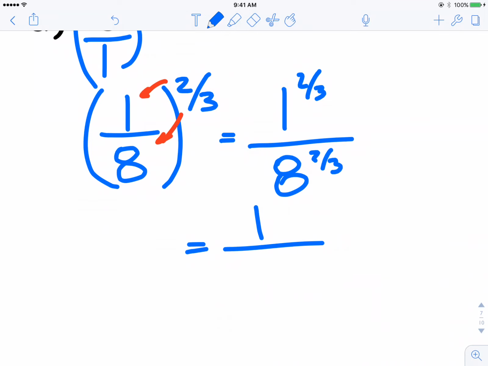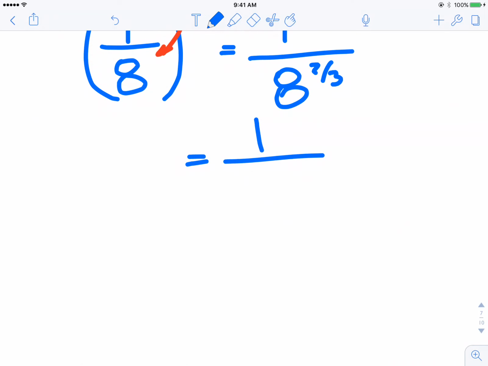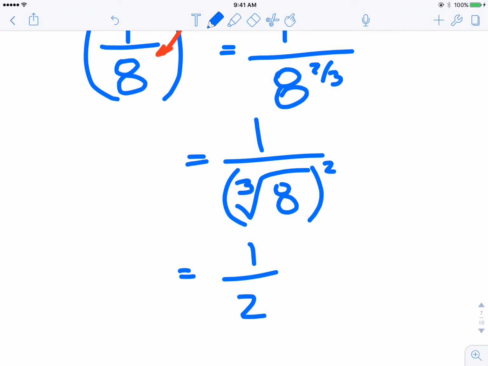If we go back to what we were doing in our previous section, this is going to be the cube root of 8 all squared. Oops, squared, not cubed. And this cube root of 8 is 2, so this is going to be 1 over 2 squared, which is 1 over 4.